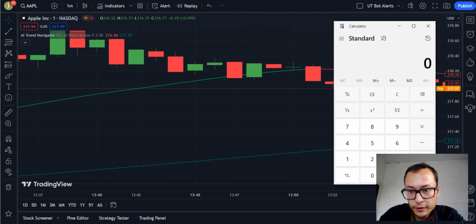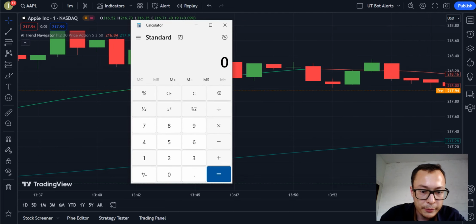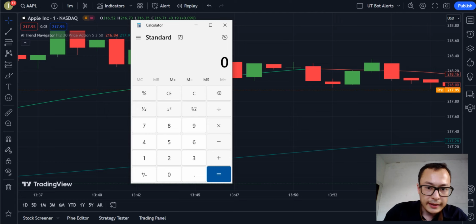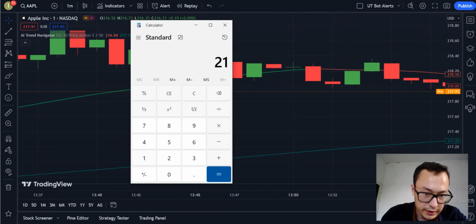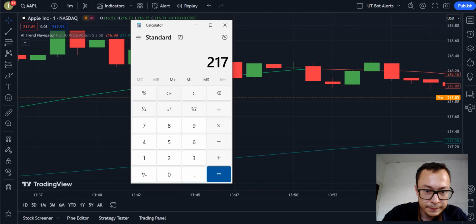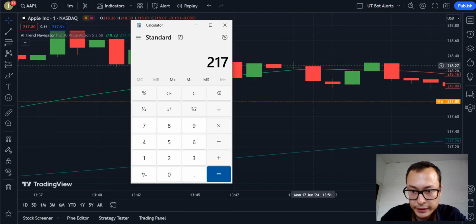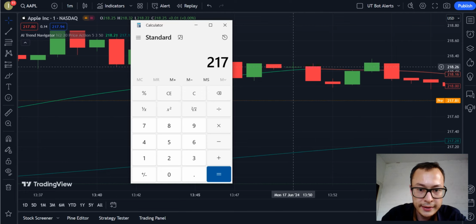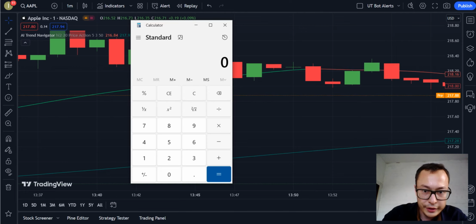And I will show right now using this calculator on the screen how much profit in terms of dollars and in terms of percentage we have gained. So we bought one share of Apple stock at $217 at 1:12 p.m. and then we sold it at $218.26. So in terms of percentage, how much percentage was gained, we would calculate it using the formula.